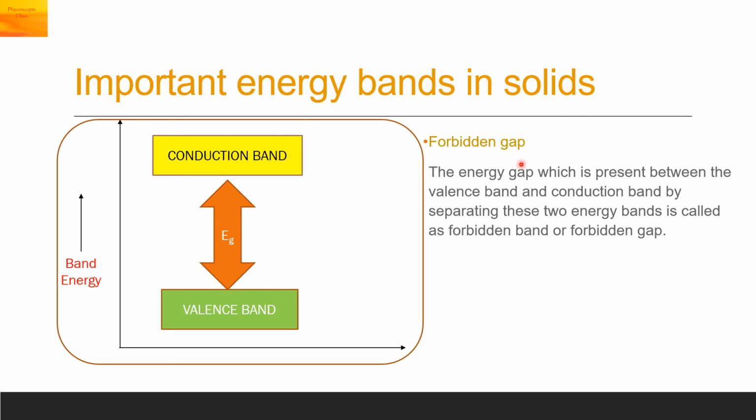Forbidden gap. The energy gap which is present between the valence band and the conduction band, separating these two energy bands, is called forbidden band or forbidden gap.